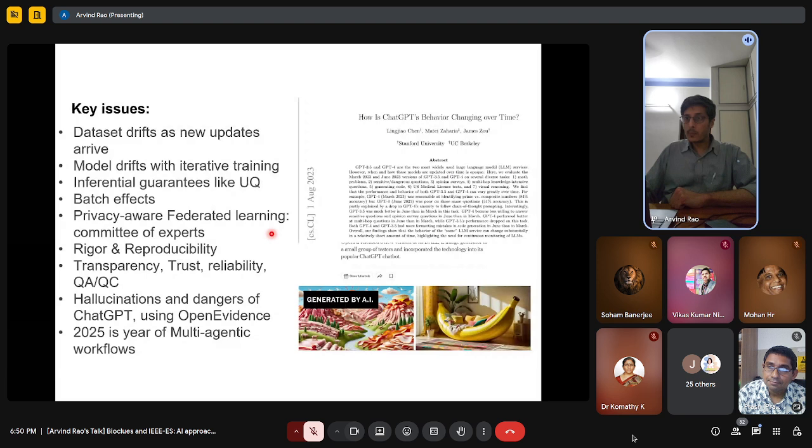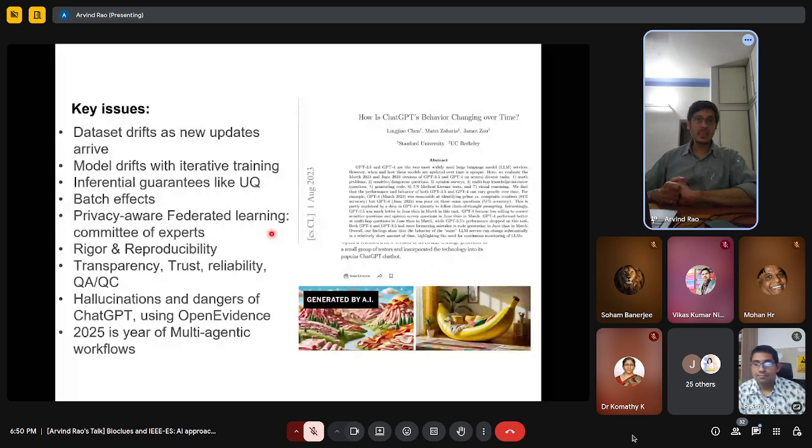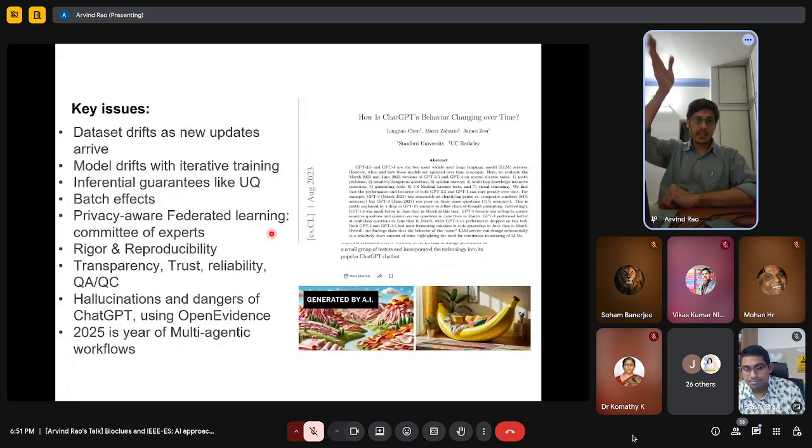One more thing that we should probably think about is this is just the beginning of the story, right? We are literally in 2025 June, the middle of the year, and lots of things have already happened, right? We are seeing situations where ChatGPT first gets really good, then it gets really bad. Very, very unpredictable. The model keeps changing every time the data changes, right? The inferential guarantees change as the data changes. The rigor, reproducibility that we associate with science, that itself is being compromised. Things like transparency, trust, reliability are all becoming difficult to calibrate.